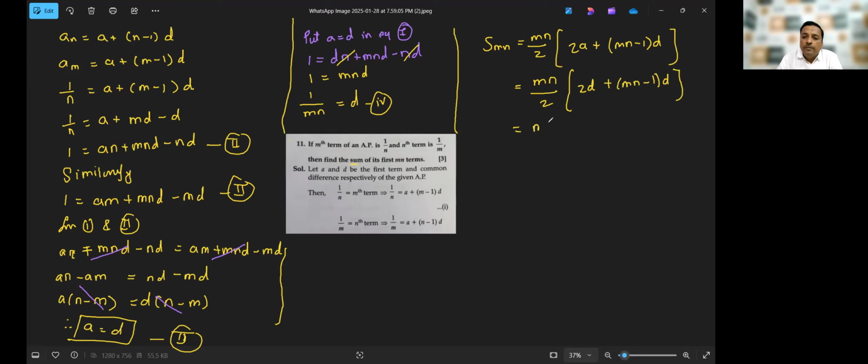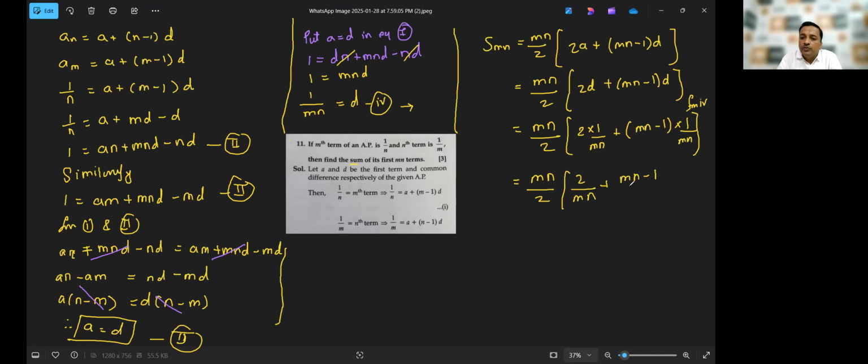Now substitute value of d. Value of d is from fourth one, that is 1 upon mn. 2 into 1 upon mn plus this (mn minus 1) and d again 1 upon mn. This is from fourth. So mn divided by 2, 2 upon mn. अब नहीं cancel होगा, wait, पहले cancel नहीं करना है, and then again it is multiplied (mn minus 1) upon mn.